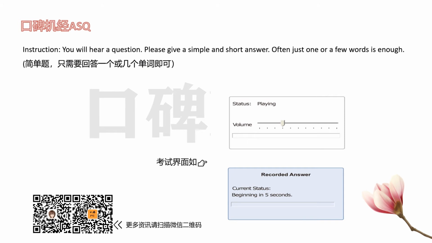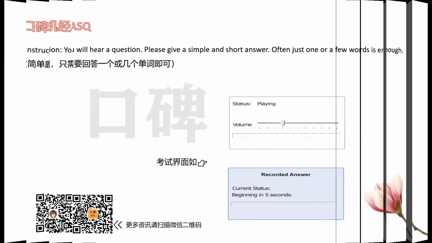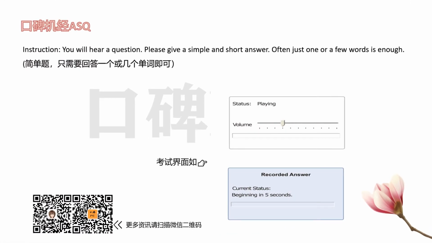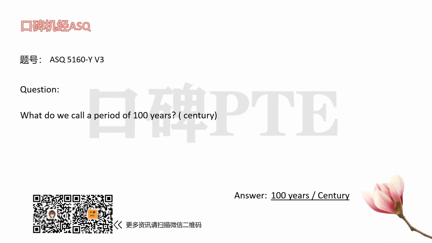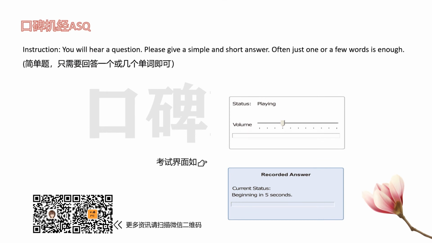How many years does a centennial celebrate? What do we call a period of 100 years? How many years does a century have?